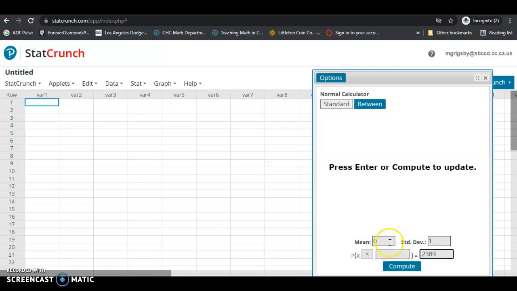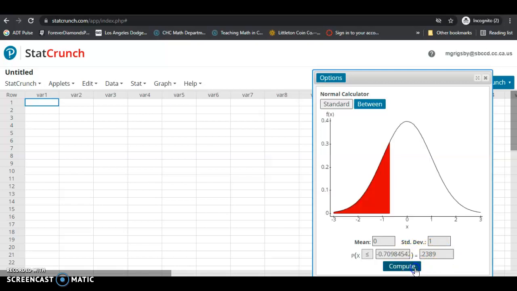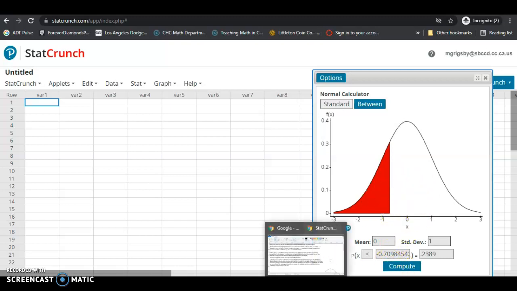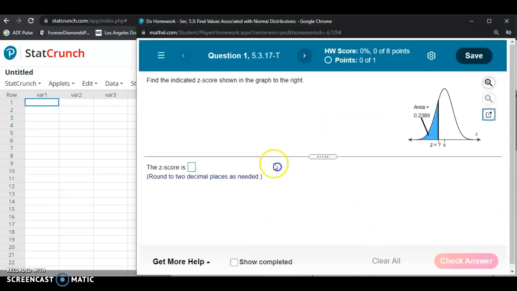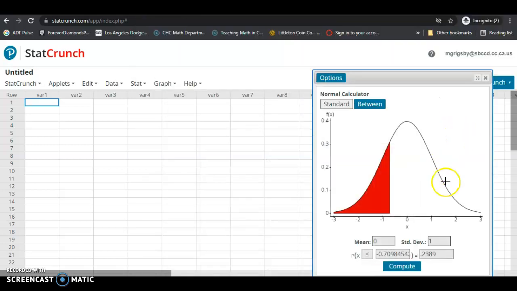Whereas before, we input the mean and standard deviation, selected the appropriate inequality symbol, and then typed in the value to get the probability. But in this case, we're going to go backwards. We're going to input the probability first, and then click compute to get the corresponding value. So this is the probability to the left of the unknown z-score. Click compute. You can see that this diagram roughly looks like the diagram of the problem. It's the same area to the left, and it's telling us that the z-score is this number here.